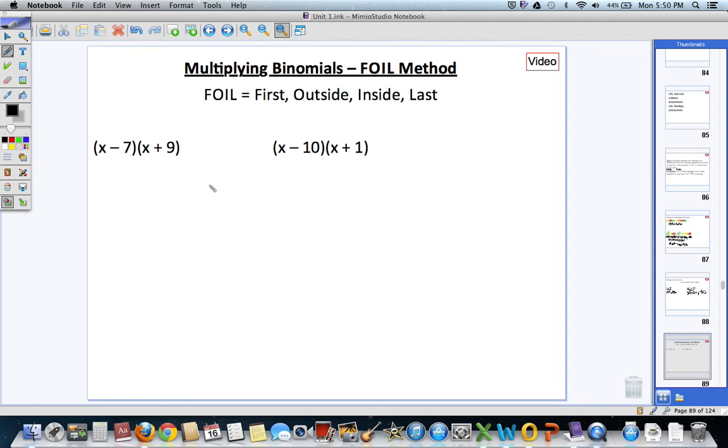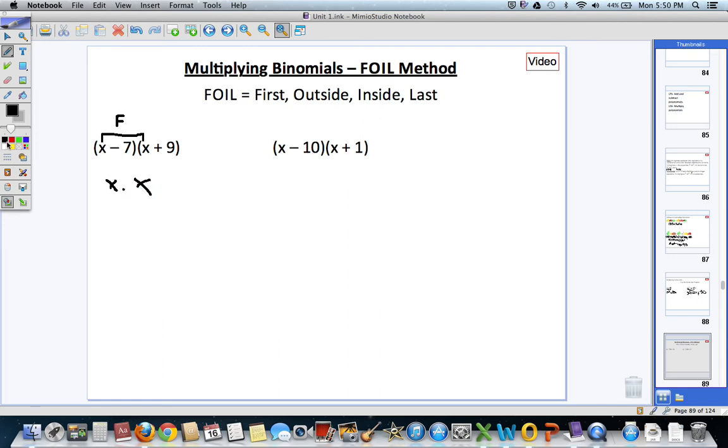So here is multiplying binomials. This is a special type of polynomial. Bi means 2, so this is a polynomial with only 2 terms. So we use our FOIL method. Our FOIL method is just actually using the distributive property twice. So F is for my first term. So I take my x times my x. So that's going to be my F, my first term.